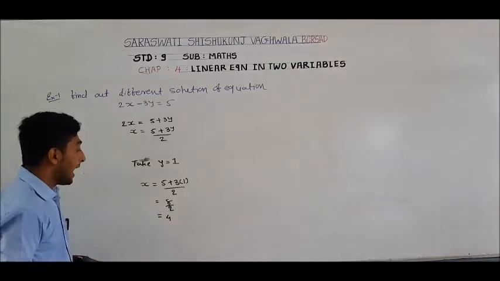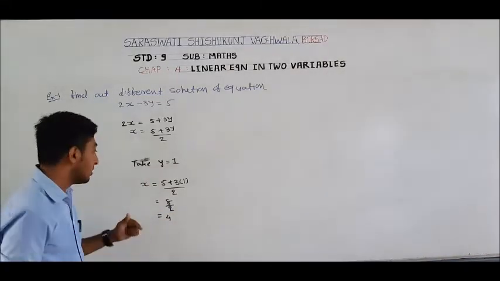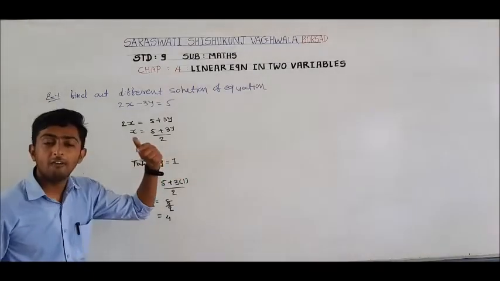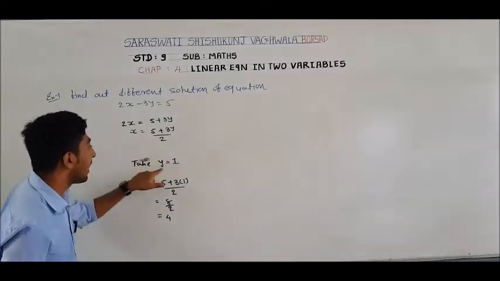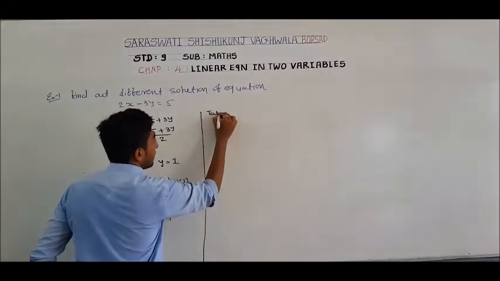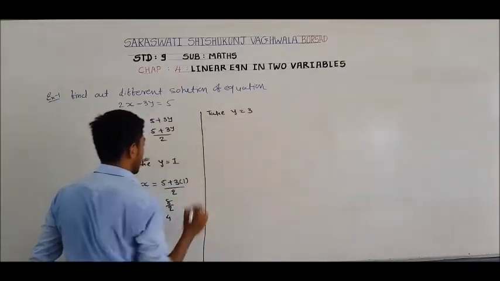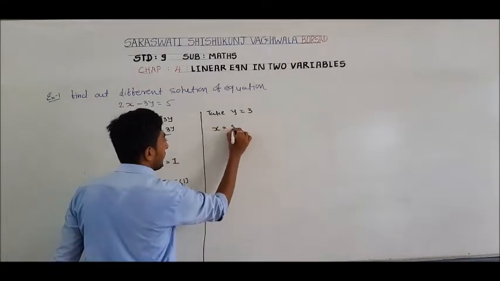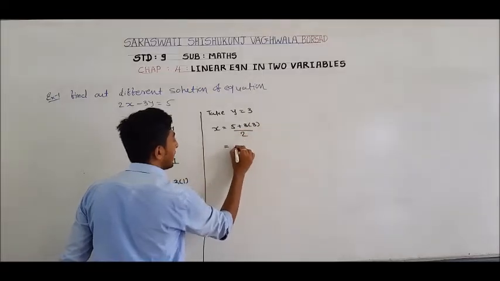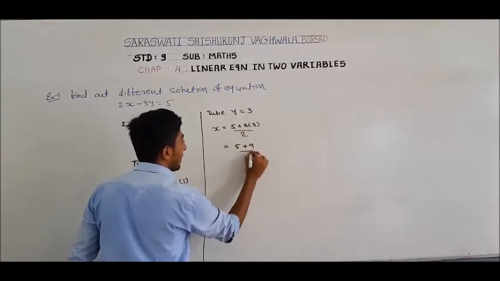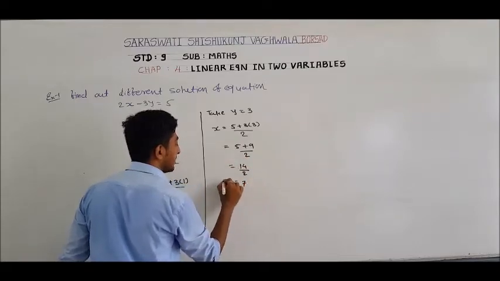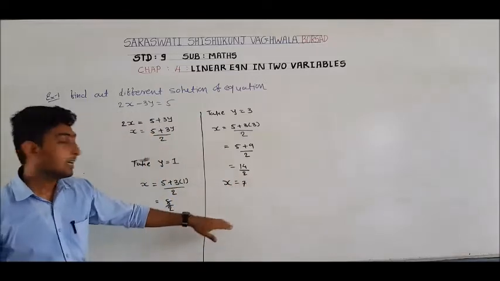Okay. Now I want another answer that is an integer. So what can I do? I add the denominator to y. So next, if I want an integer, the next value is y equal to 3. Let us see. Take y equal to 3. So x equals 5 plus 3 into 3 divided by 2, that is 5 plus 9 divided by 2, that is 14 divided by 2, that is 7. See, the answer you get is an integer.